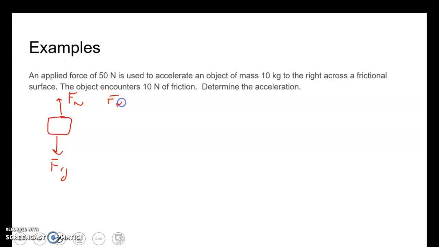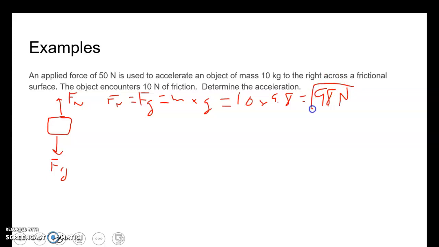We know normal force is equal to force gravity, which is equal to mass times g. Our mass is 10. G is 9.8. So normal force and the force of gravity is both 98 newtons. Now we have an applied force going to the right, we'll say. And then we have friction, which always opposes motion. Force applied is 50 newtons. Force of friction is 10 newtons.